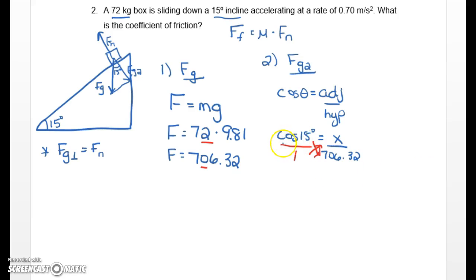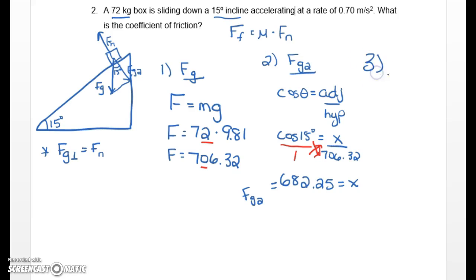So if you put in cosine of 15 degrees times 706.32, we should find that you get a rounded value of 682.25. So this value here is equal to this gravitational force number 2, or that perpendicular gravitational force.